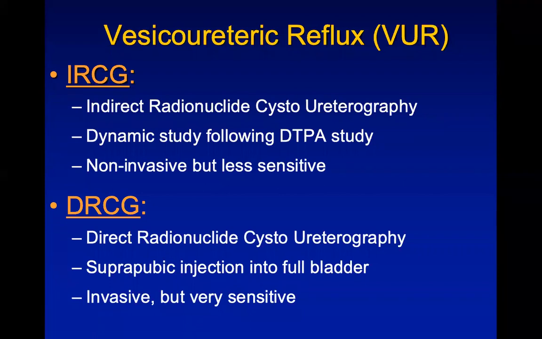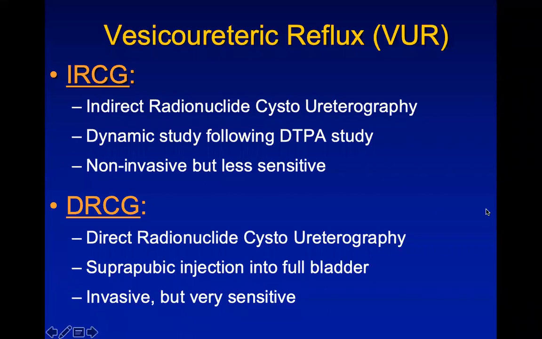So what you have to do is, at the end of the study, position the patient in front of the gamma camera and ask the patient to void. If there is activity going up into the ureter, that is a reflux. Now the problem here is if there is any residual activity left behind in the ureter, it's difficult to determine whether it is activity coming down from the kidney or activity going up from the bladder. For which purpose the DRCG is a more sensitive method.